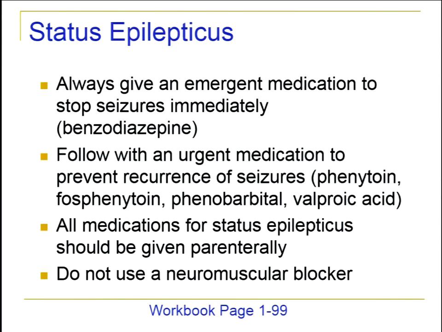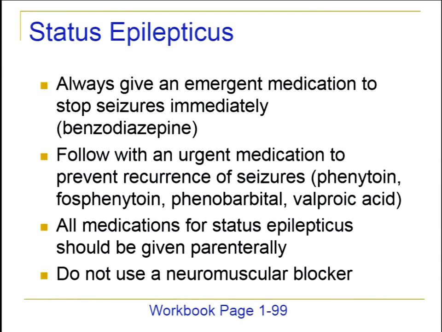Then we want to follow up with an urgent medicine to prevent recurrence of seizures. Our urgent medicines usually are things like phenytoin, fosphenytoin, phenobarbital, valproic acid, now levetiracetam, sometimes you see. Generally, all of our medicines that we use for status, we want to give something that works quickly, so we usually use parenteral medicines unless there's some really extenuating circumstance.